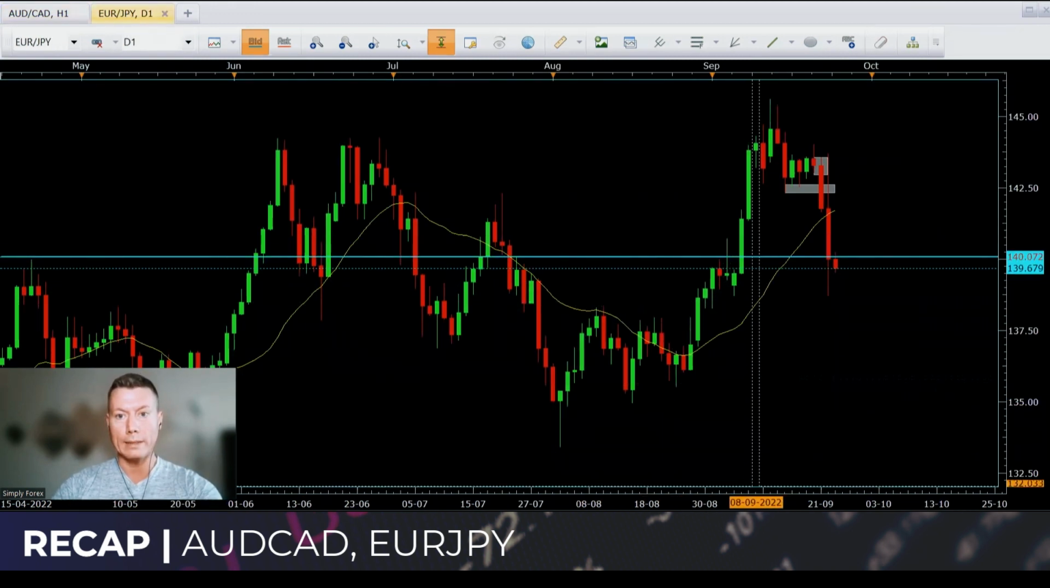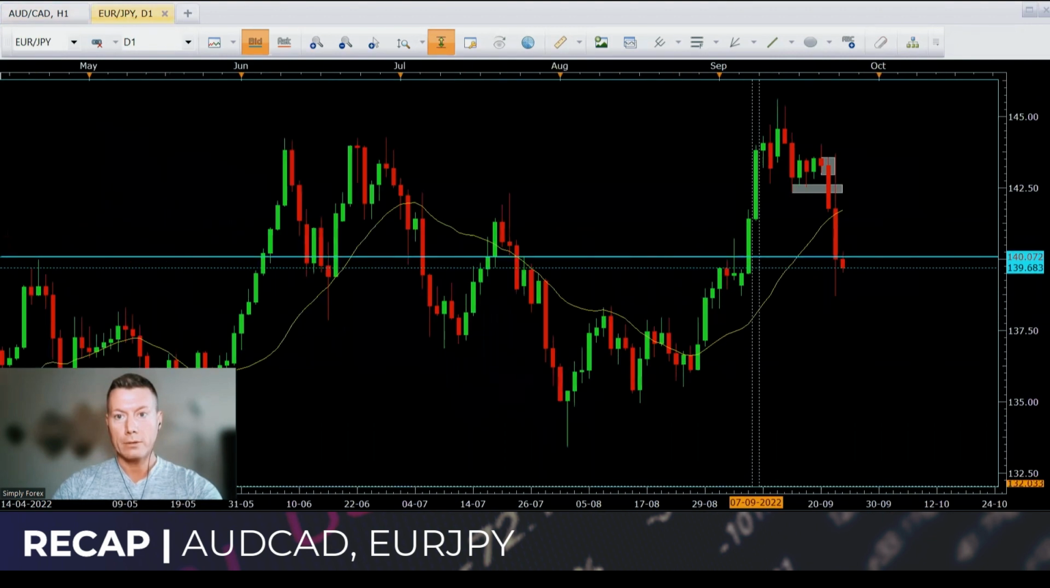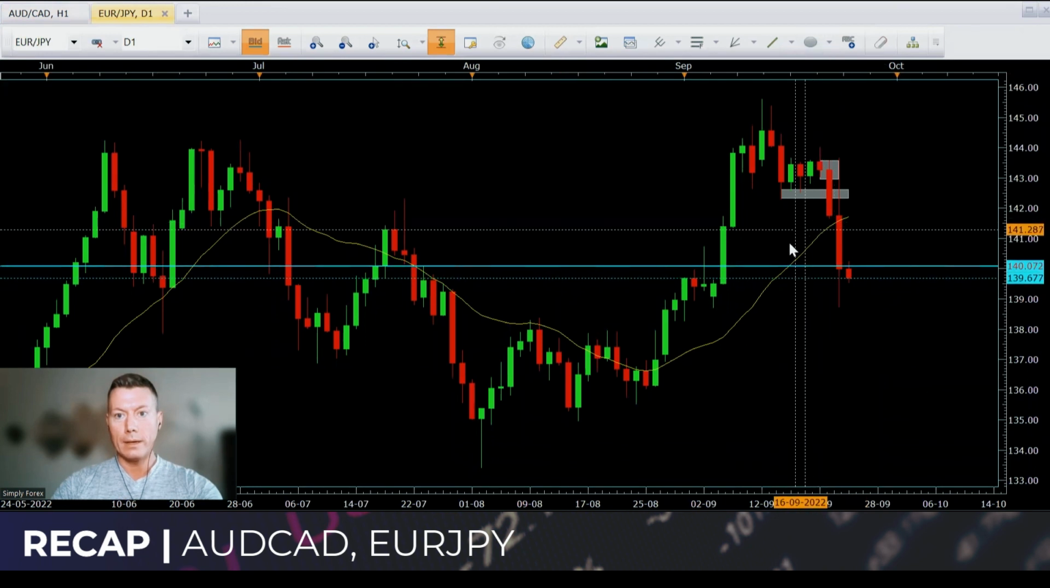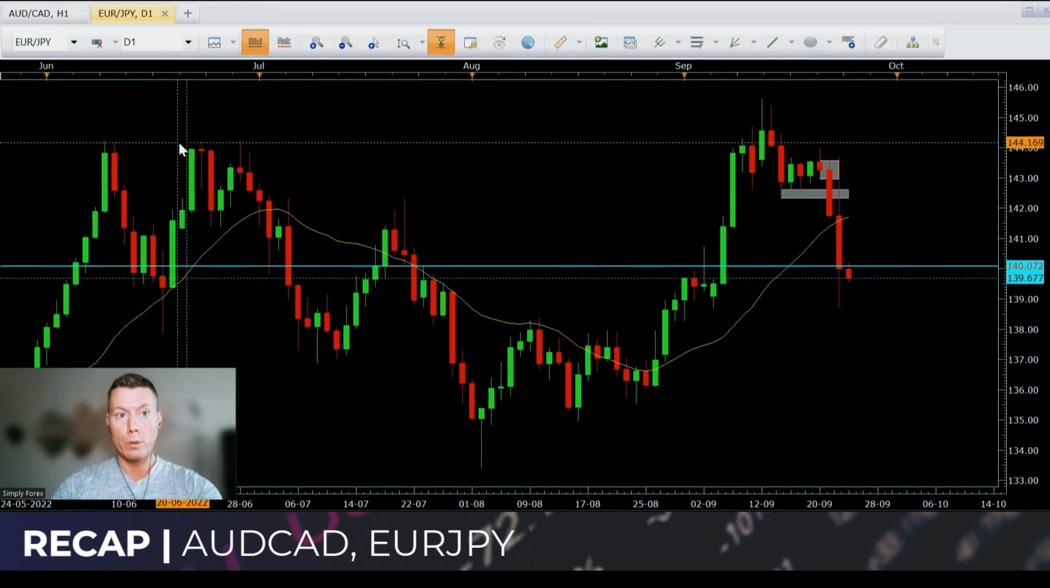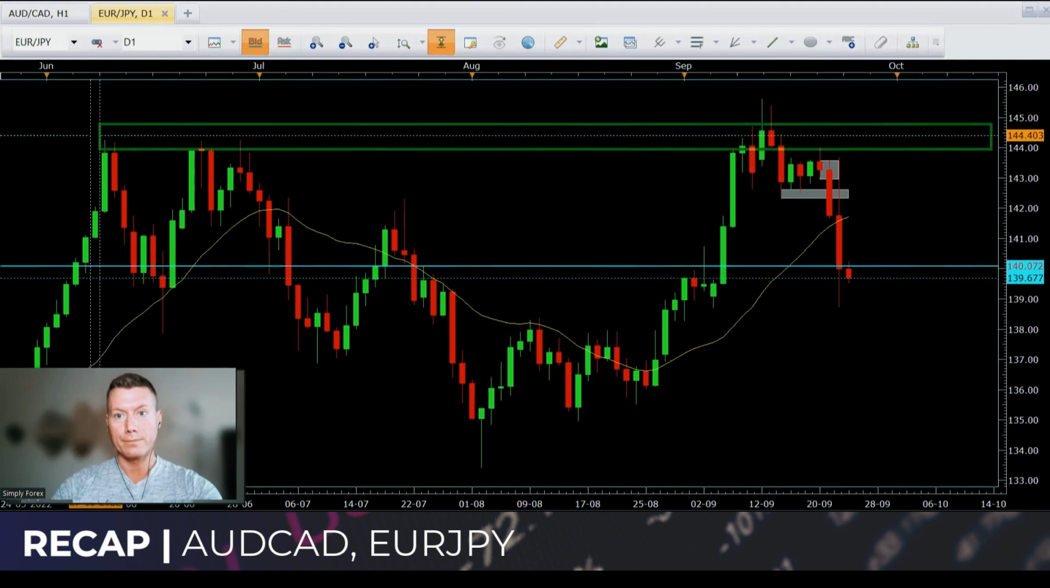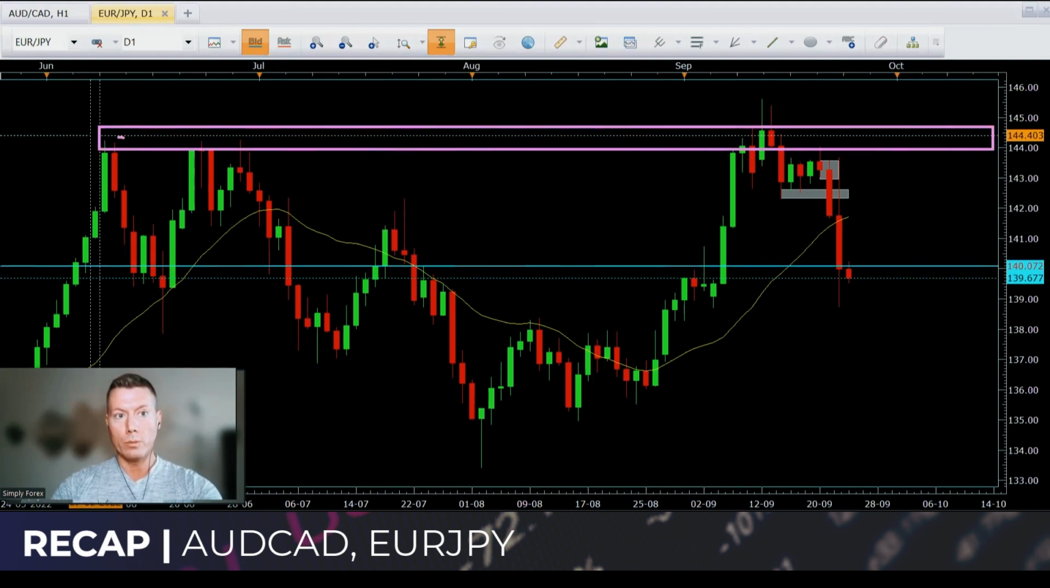Right, next pair was this. This was the euro against the Japanese yen. And we were looking for shorts. But what we were seeing, guys, was a reaction at these highs. What was once resistance here has proven to be resistance over here as well. So that gives us confidence to look for shorts.